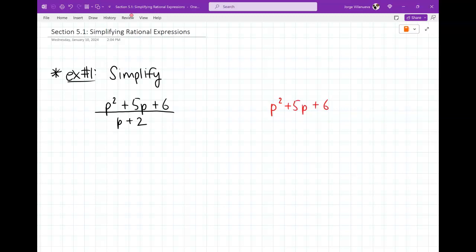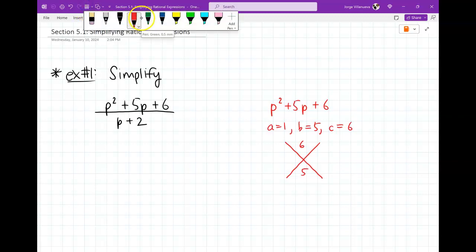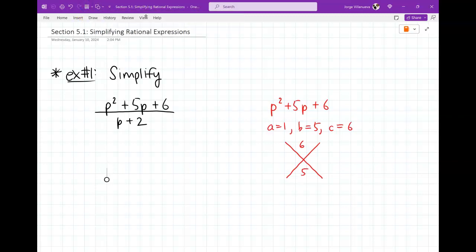So here's the top part. I know my A is 1, my B is 5, and my C is 6. Okay? So I'm going to do the x method on this. So 1 times 6 is 6, and b goes on the bottom. Two numbers that multiply to 6 that add up to 5 are going to be 2 and 3. So a positive 2, a positive 3. Do I have to divide for this one?